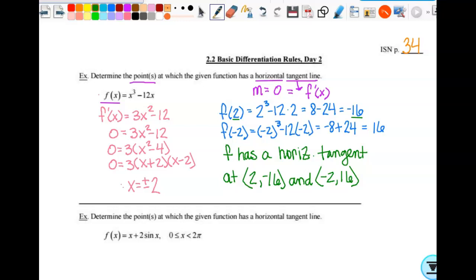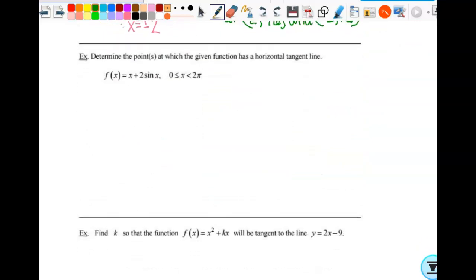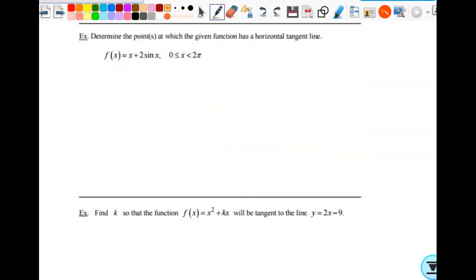Anything else? Okay. So this is the same kind of question. It says determine the point or points at which the given function has a horizontal tangent line. So again, the tangent tells you need f prime. Horizontal line tells you that the slope is equal to 0, and that is the slope, right?